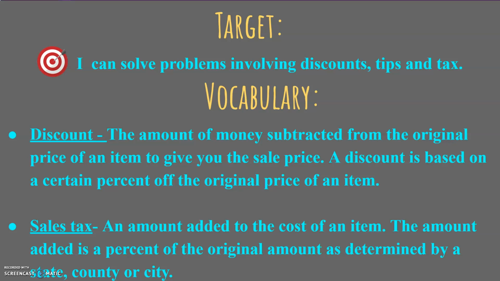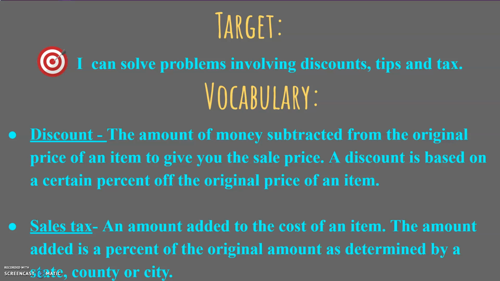Vocab, a discount. A discount is the amount of money subtracted from the original price of an item to give you the sale price. A discount is based on a certain percent off the original price of the item. We've all seen stores with a 20% off, or 30% off, or 15% off, 10% off. What does that actually mean, and how do we calculate that while we're at the store?